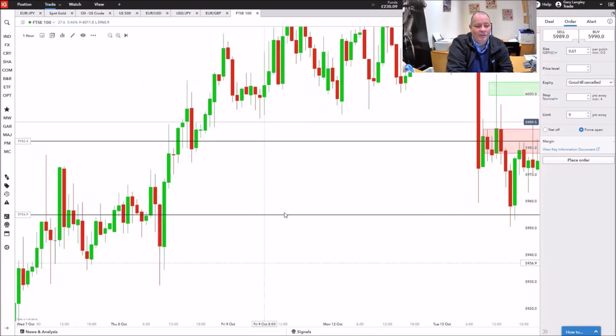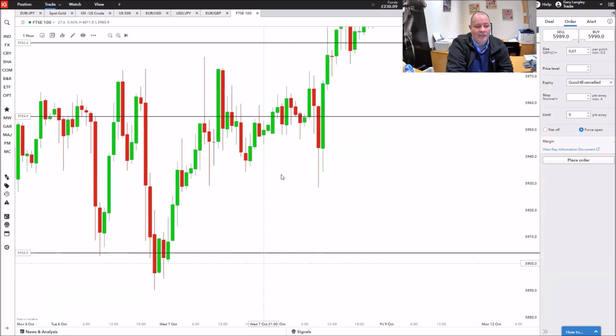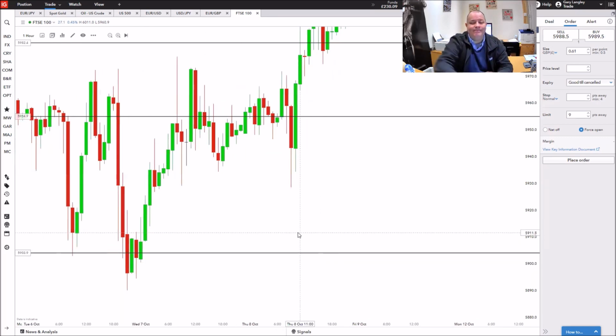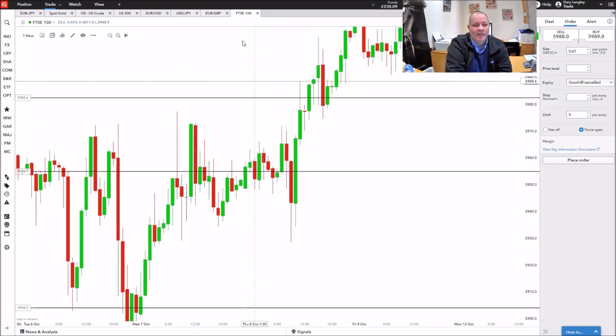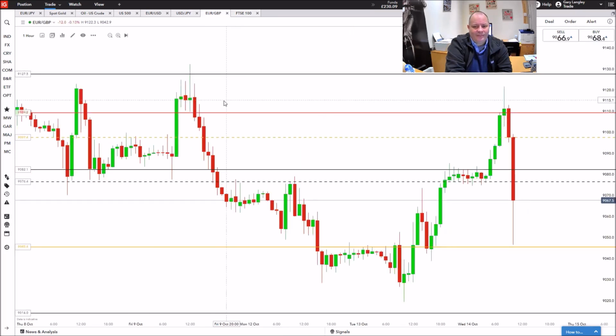And if you look at the past, you can see these areas that I've marked in are heavy reaction points before. So self-fulfilling prophecy. Self-fulfilling prophecy. In other words, what's happened in the past has a high probability of what's happening in the future. So I'll definitely be keeping an eye on FTSE today.